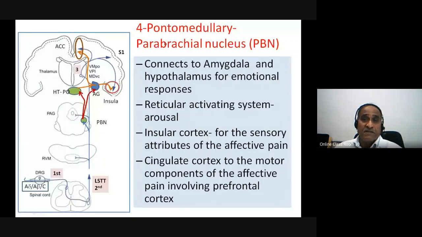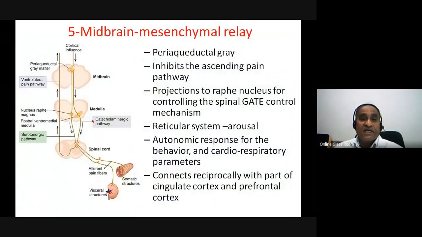This is what the parabrachial nucleus does. That means the parabrachial nucleus connects, so the processing here will spread the news to the various sites of concern for the management of pain. So then we have the mesencephalic relay. Mesencephalic relay is mostly in the periaqueductal gray. This is the periaqueductal gray, and look here. This is both the somatic and visceral.